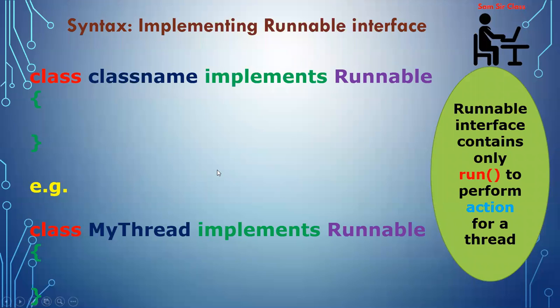So we have learned that thread creation can be done by extending the thread class or by implementing the runnable interface. Also you have studied why there are two different types of solutions.